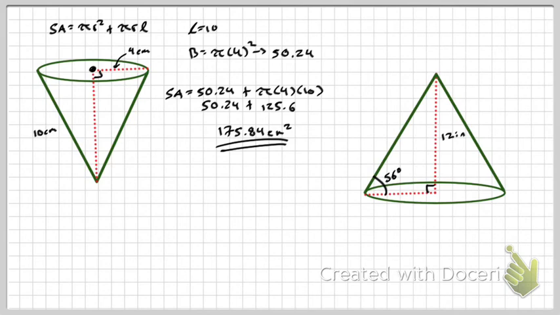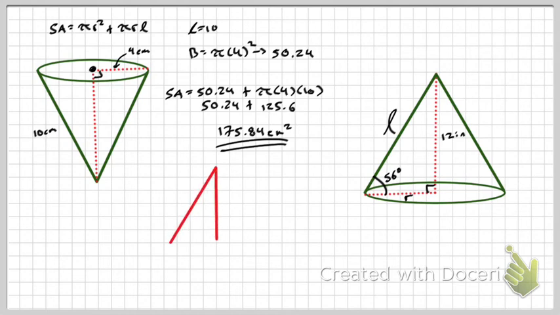Last one. Okay, this one's a little bit tricky. The reason why this one's tricky is because they're giving us the height of this cone and they're giving us an angle. So we need to figure out what our slant height is, and we also at the same time have to figure out what our radius is. And the only way to do that is we got to use trig.